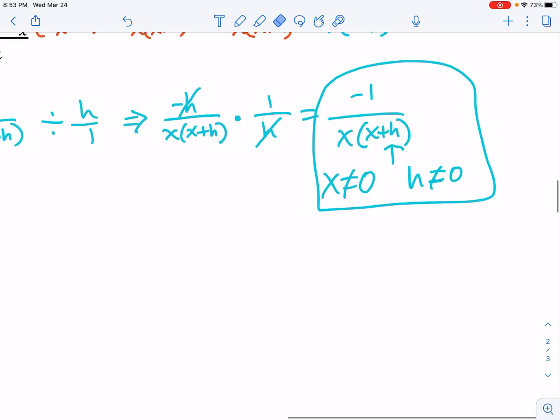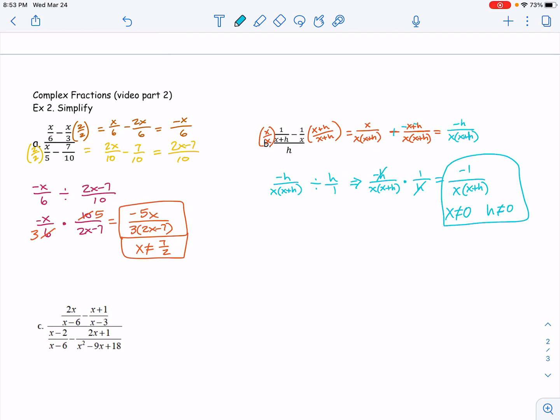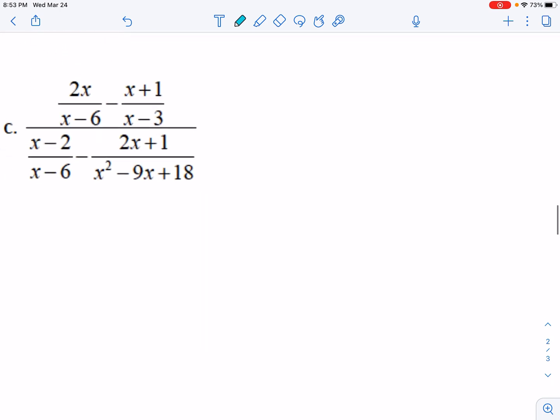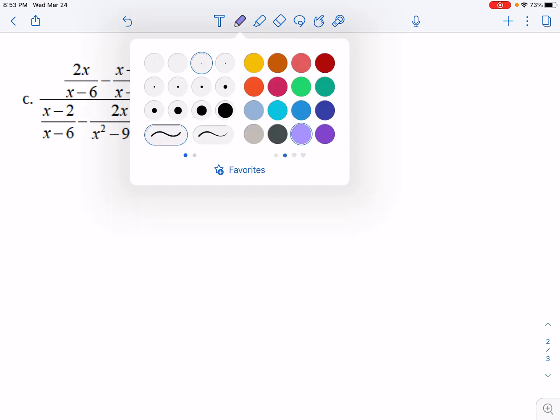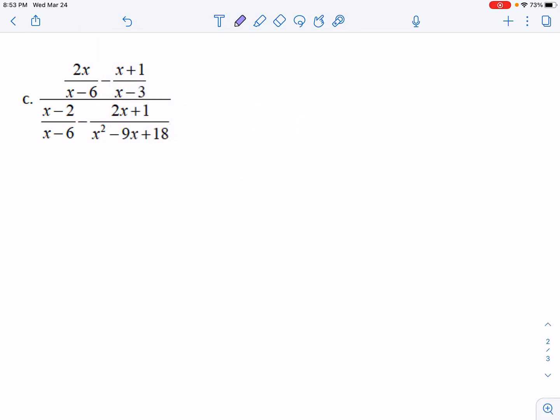All right. And one more to do. And this one looks very, very overwhelming. But again, it's not going to be so bad once you really dive into it. So I have 2x over x minus 6 minus x plus 1 over x minus 3.